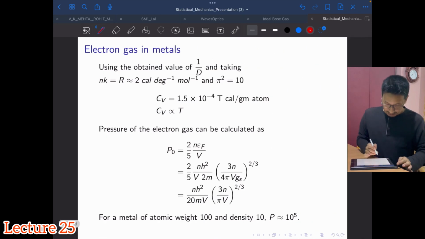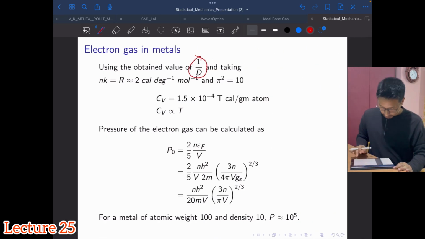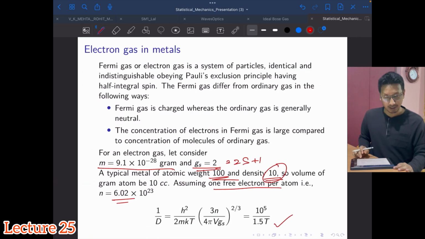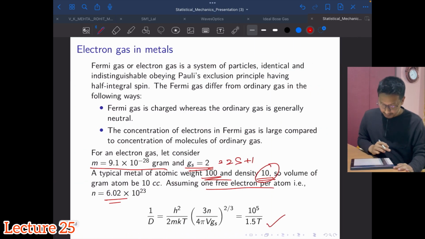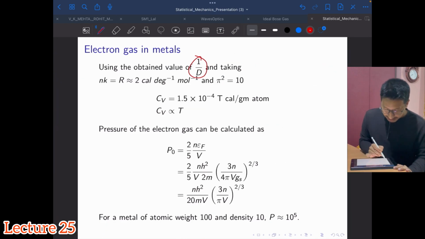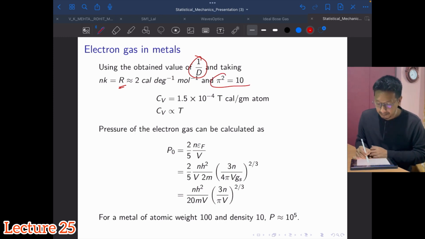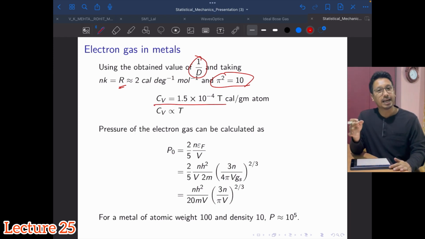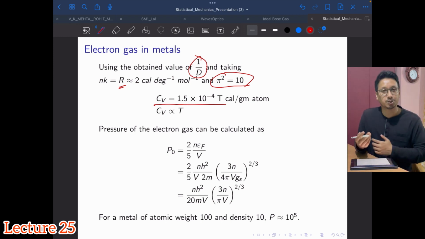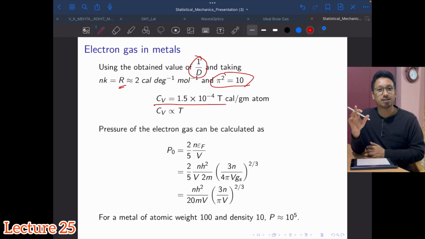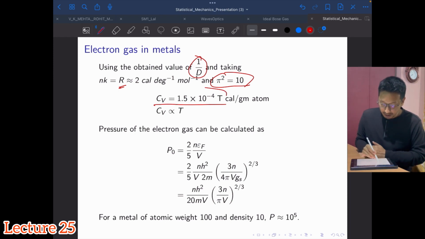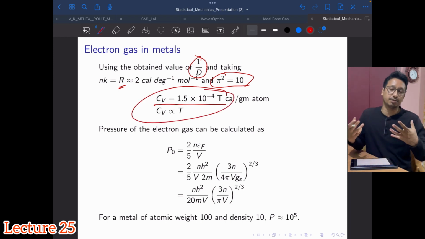Again, using the obtained value of 1 by D from our rough calculation, which is 10 to the power 5 by 1.5 T, and for 1 mole of gas, N k is R, the universal gas constant, roughly equal to 2 calories per degree per mole in CGS, and let's assume pi squared to be 10. If you put this rough calculation in, you will get that the specific heat is given by this. And again, we all know that the specific heat is proportional to T, so you can calculate roughly the electronic specific heat.